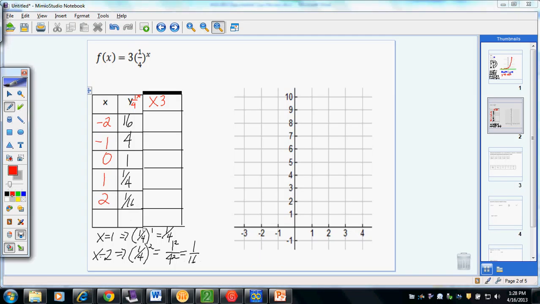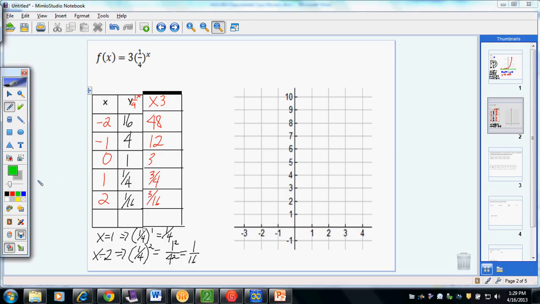Now we'll come through here and apply this multiplier here, which is 3. So we multiply it by 3. So 16 times 3 is 48. 4 times 3 is 12. 1 times 3 is 3. 3 times 1/4 is 3/4. 3 times 1/16 is 3/16. So these are our ordered pairs. -2, 48. -1, 12. 0, 3, 1, 3/4, and so forth.